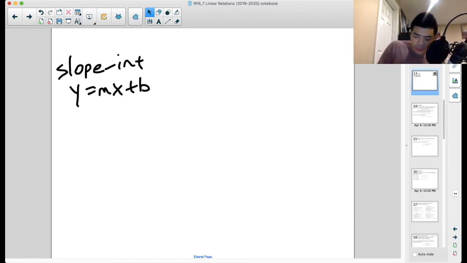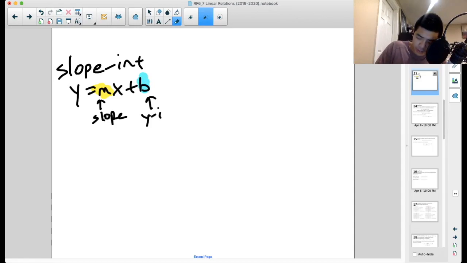From here, we were able to garner a couple pieces of information. First of all, your m represents your slope, and your b value, we found out, represents your y-intercept. So we've got two big pieces of information in those two variables.